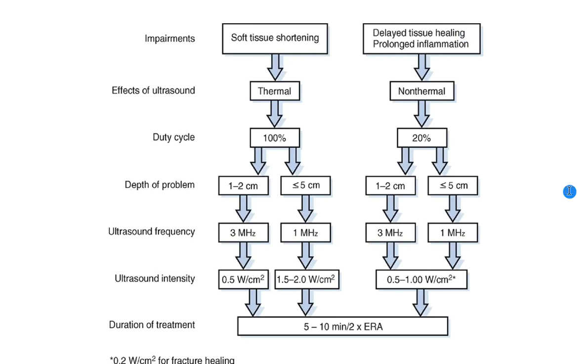And then this is also another good algorithm or table to look at. Are you dealing with soft tissue shortening? Are you dealing with delayed tissue healing? Do you want to go with more thermal or non-thermal, 20 versus 100%? So 100% is listed here, but that's known as continuous, and 20% is listed as pulsed. Different machines will have different amounts for pulsed, but 20 and 50% are the standards. Sometimes you'll see an 80% or 75%, and then these things line up there. So this is a good little chart to know.